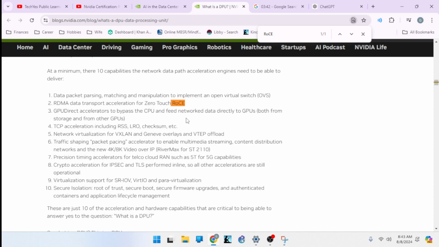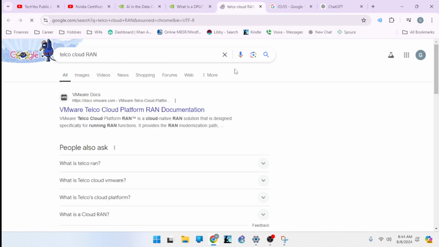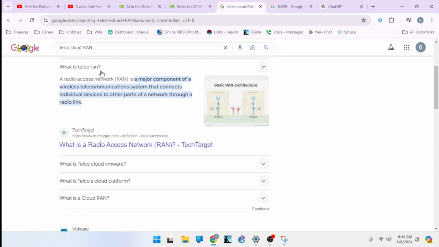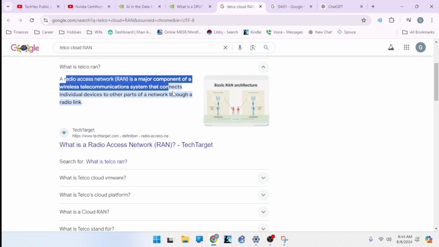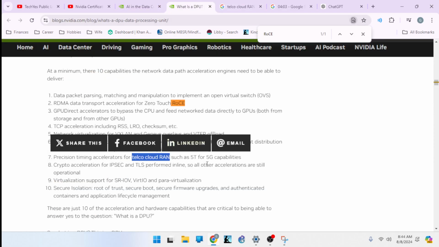Number 7, precision timing accelerators for telco cloud RAN, such as 5T for 5G capabilities. I'm not sure what RAN stands for here. This does not bode well for passing this test. So radio access network. Okay, that makes sense. Yeah, 5G's radio.